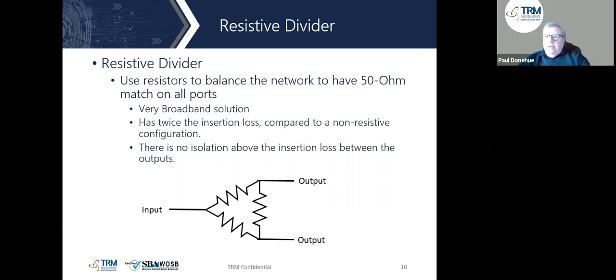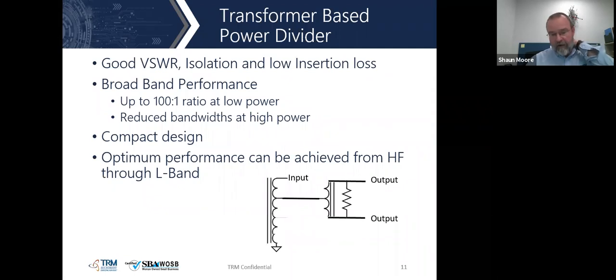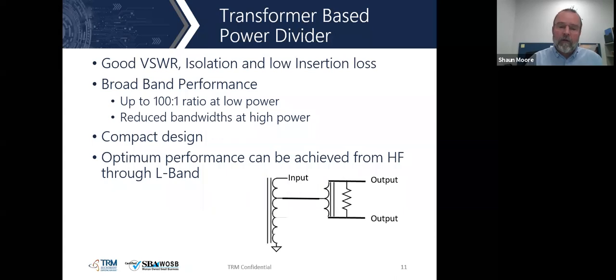Okay, so if a resistive divider is ideal for simpler applications, how about another example for something that isn't quite so simple? Sure. So what we get into next here is some transformer-based power dividers, or lumped element power dividers. These are exemplified by the DL series that TRM produces. These work quite well. Again, very broad frequency range, about 100-to-1 ratio.